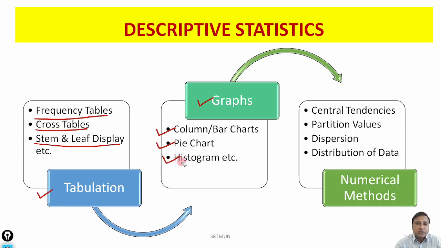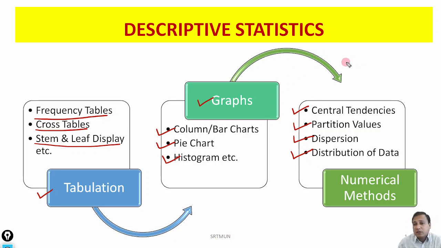In the recent lecture number 17, we tried to understand the process to compute values for central tendencies, partition values, dispersion values, and distribution values, that is skewness and kurtosis, using MS Excel and SPSS. So the process part has already been covered in the previous lecture.